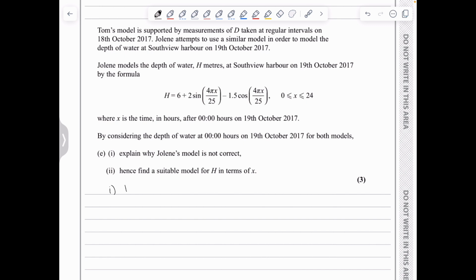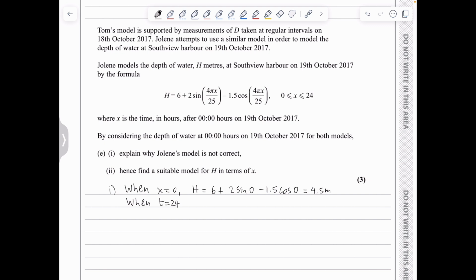So when x is 0, we have that h is 6 plus 2 sine of 0 minus 1.5 cos 0, which turns out to be 4.5 meters. This is the depth predicted by Jolene's model. Whereas if I go to Tom's model and I put t is 24, then I would be expecting to get the same, or at least a very similar result, because these times coincide.